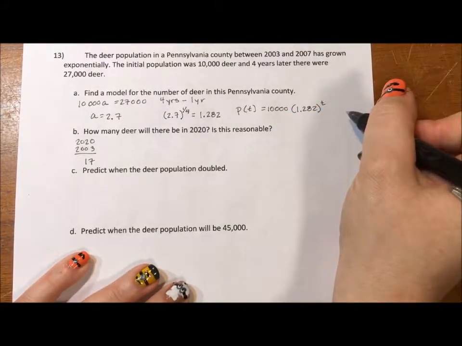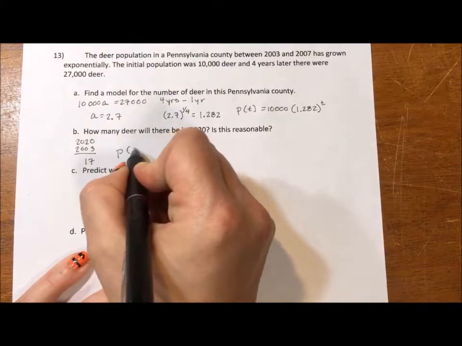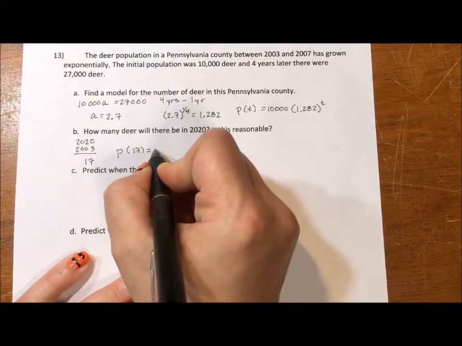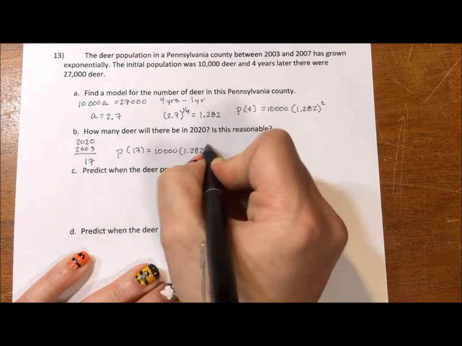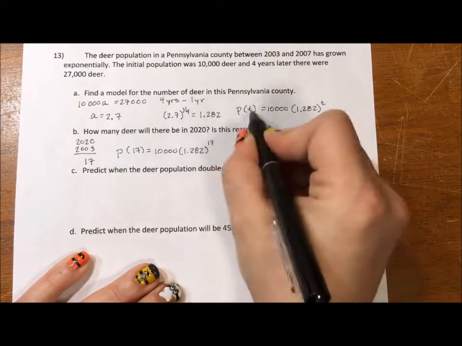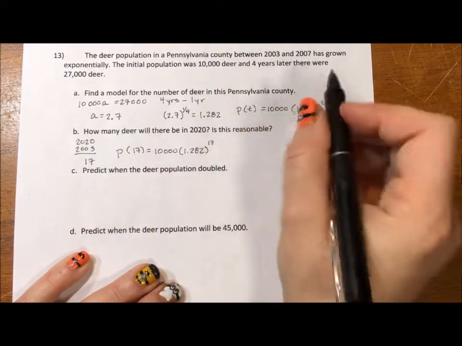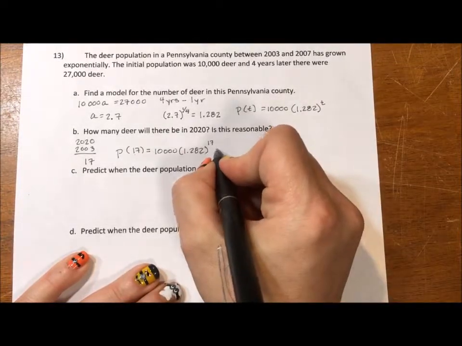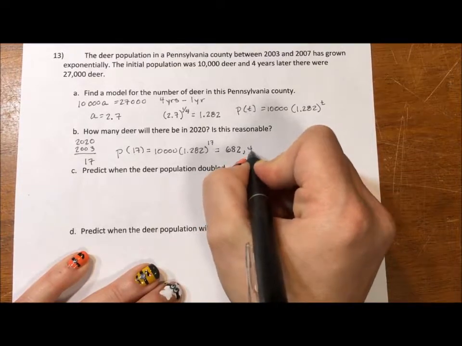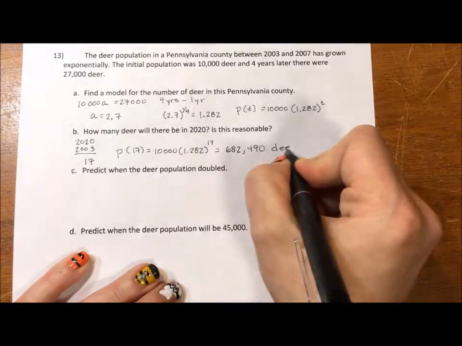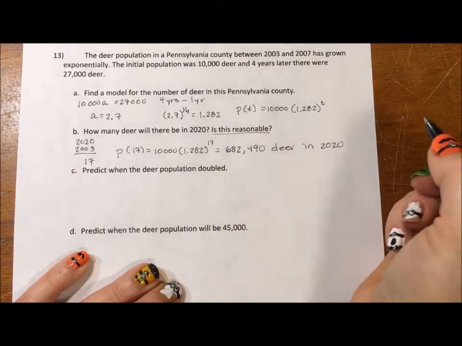Now we can take this model and substitute in our 17 years. The population after 17 years is going to be 10,000 times 1.282 to the 17. Make sure that these numbers always match. Whatever's in the parentheses is what's in the problem on the right. And we do this calculation and we get that there's 682,490 deer in 2020.